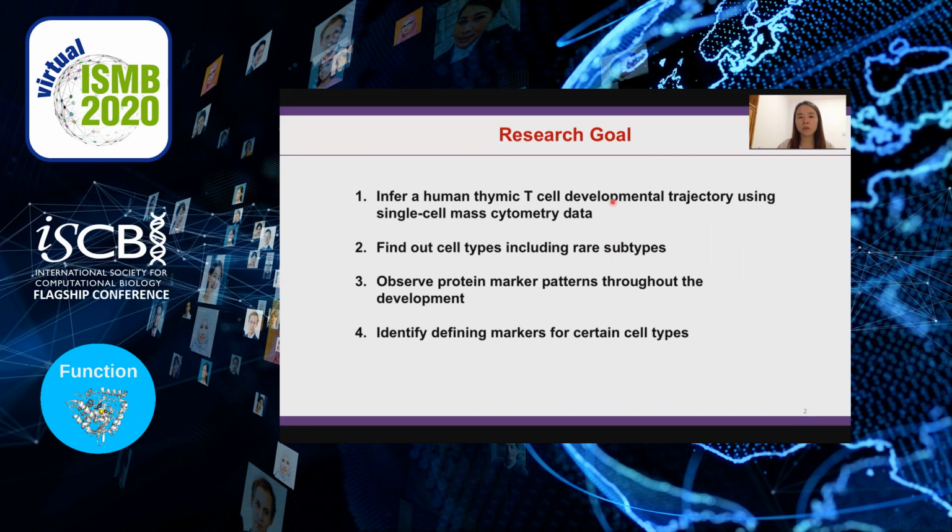So our research goals are to infer a human thymic T-cell developmental trajectory using single-cell mass cytometry data to find out cell types, to observe protein marker patterns, and to identify defining markers for certain cell types.